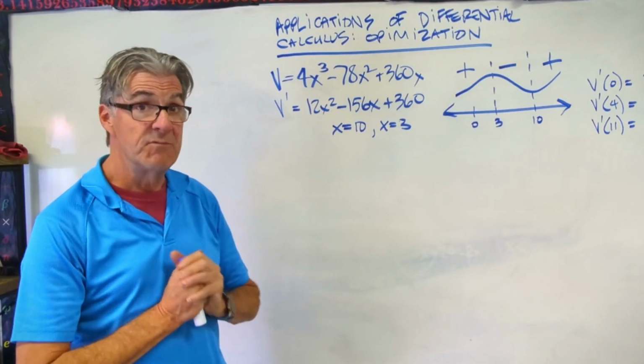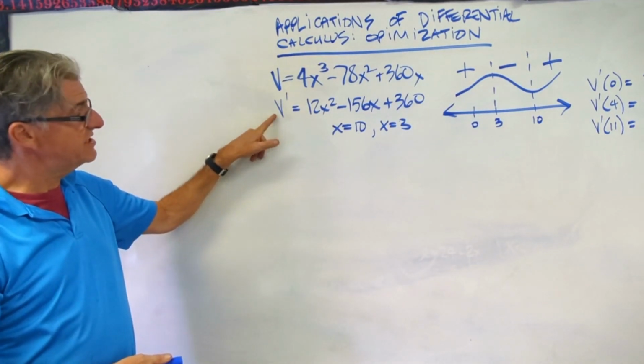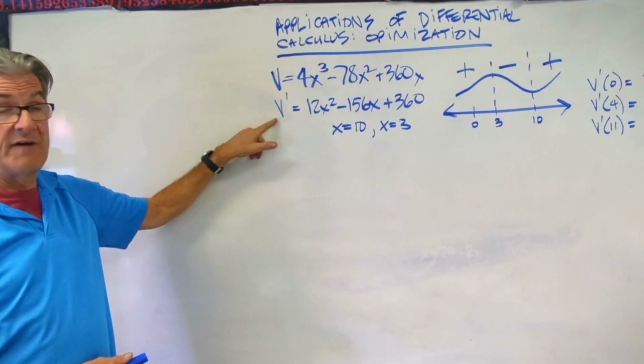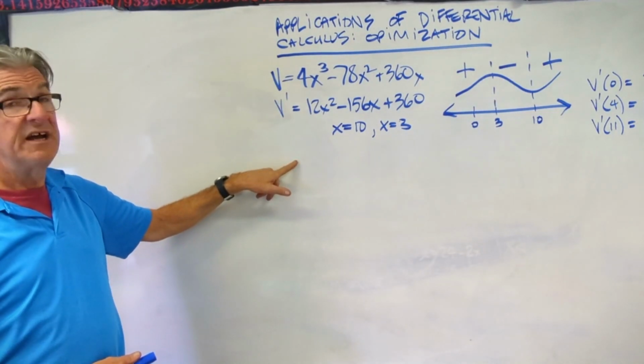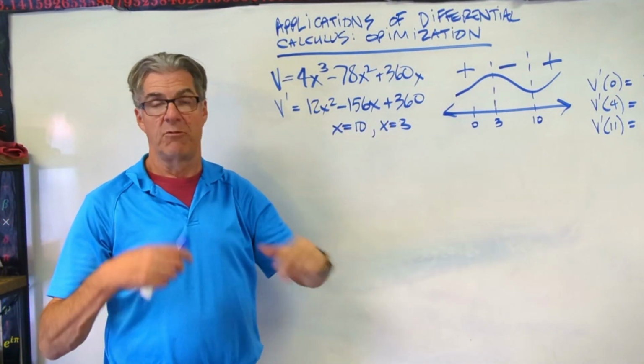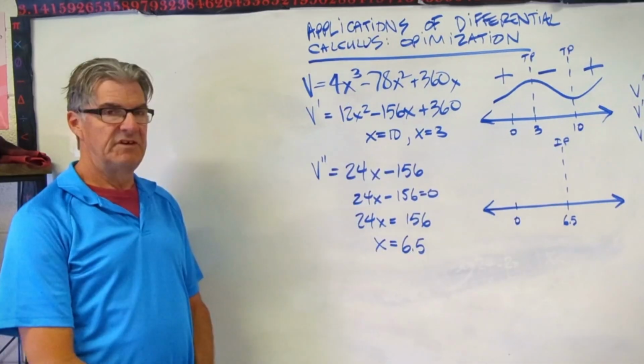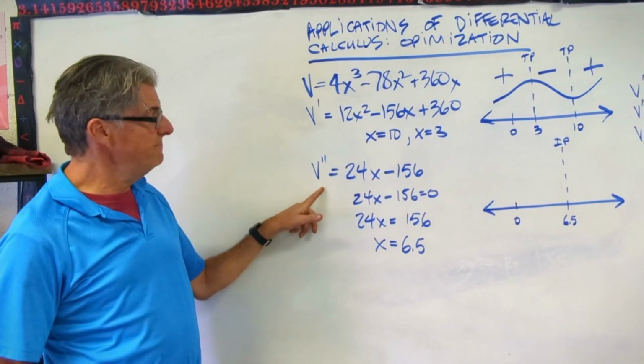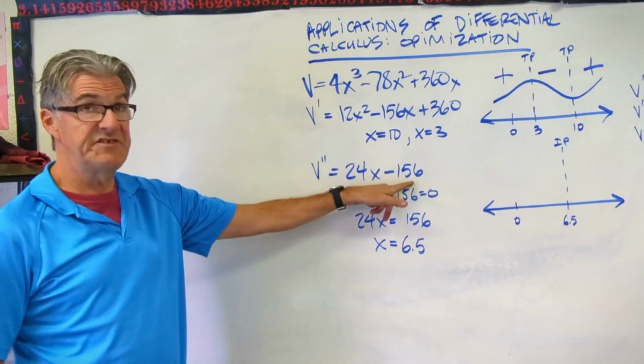So next step, what I want you to do is take the second derivative of the volume function, which means just take the derivative of the first, put that in here, and then we're going to do the same analysis and confirm our result. Okay, so here's my second derivative, my v double prime. I just have 24x minus 156.